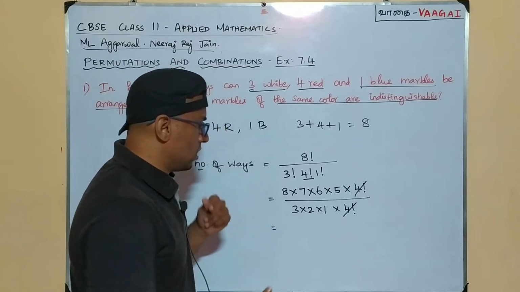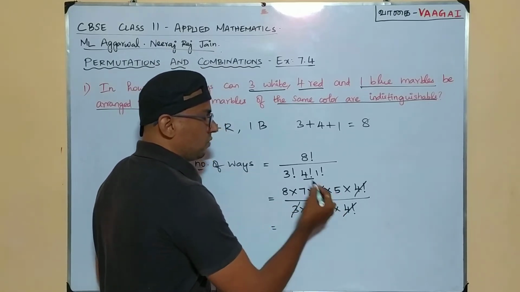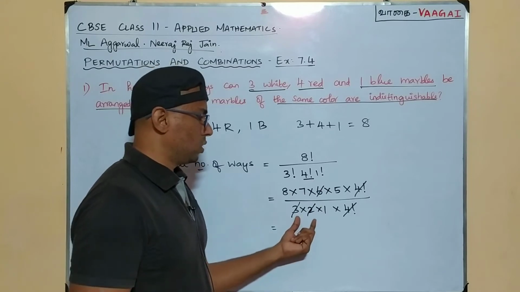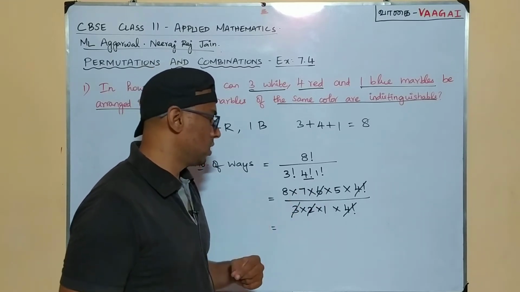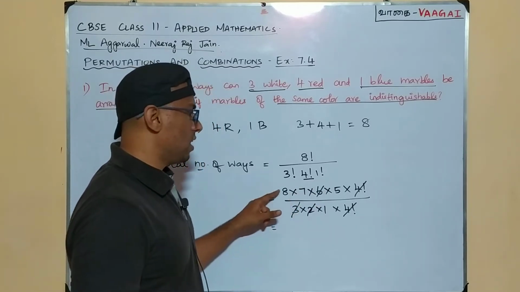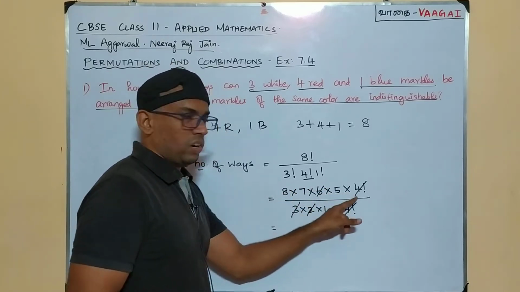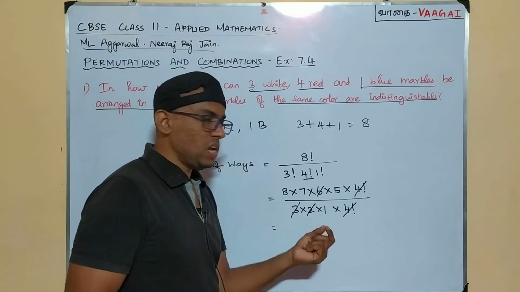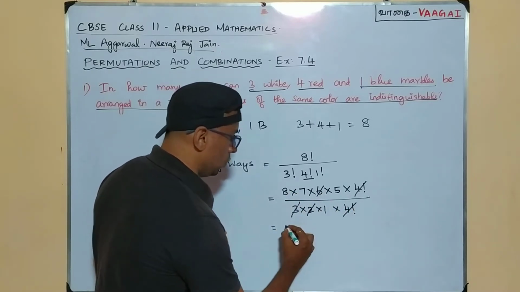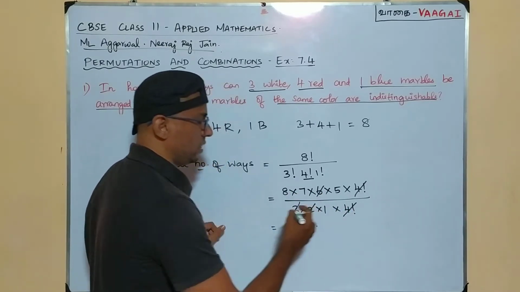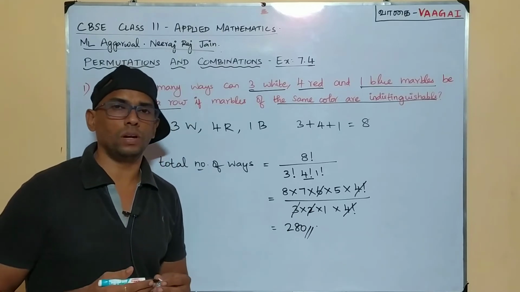Now this 3 and 2 are to be cut with this 6, right? Because 3 2's are 6. I can cut this with this 6, and now we are simply left with 8 into 7 into 5. So 5 8's are 40, and 40 into this 7 will give you 280, and that is going to be the answer for your question number 1.